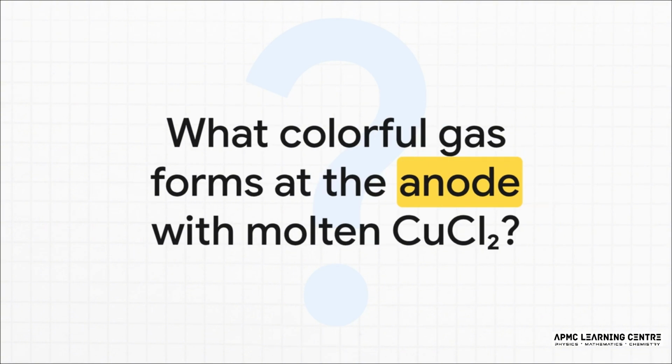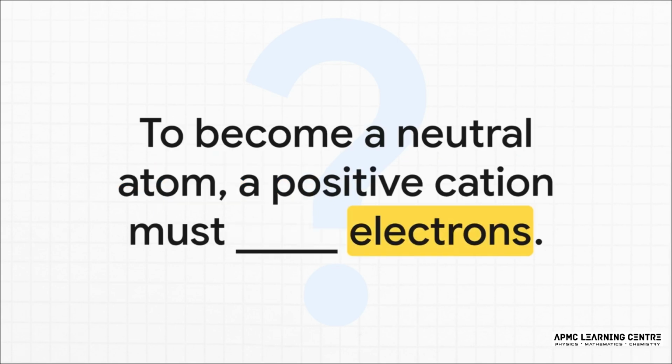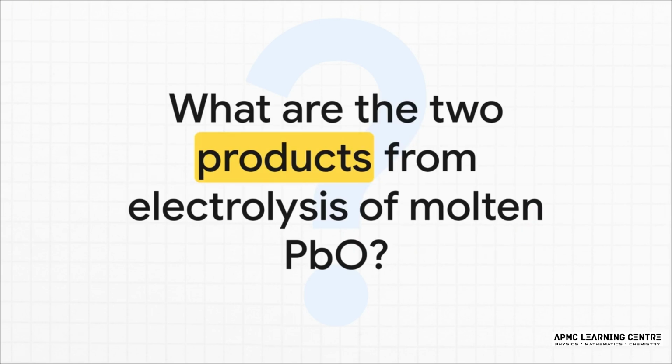Question 2. What's the colorful gas that forms over at the anode when you run electrolysis on molten copper chloride? Number 3. Which electrode is the cheaper one but has that big disadvantage of burning away if you're not careful with the temperature and oxygen? Okay, question 4 is a fill in the blank. To go from being a positive ion back to a neutral metal atom, a cation has to gain electrons or lose electrons. And for the final question, if you perform electrolysis on molten lead oxide, what are the 2 products you're going to end up with?